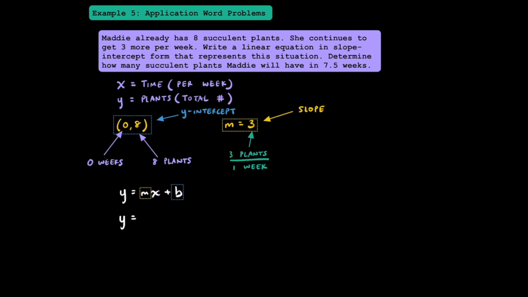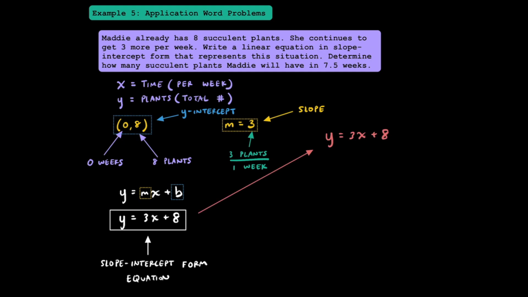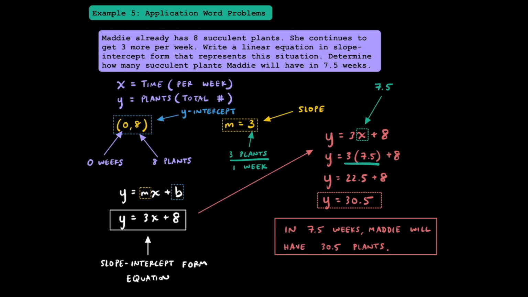Substituting these values in, we're going to get y is equal to 3x plus 8. This represents our linear equation in slope-intercept form. So let's use this equation to find out how many plants that Maddie will have in 7.5 weeks. Since x represents time, we're going to substitute in 7.5 in for x. Substituting in, we're going to get y is equal to 3 times 7.5 plus 8. 3 times 7.5 is going to get us 22.5, and we still have a plus 8. And 22.5 plus 8 is just going to be 30.5. At this constant rate, Maddie would technically have 30.5 plants after 7.5 weeks.